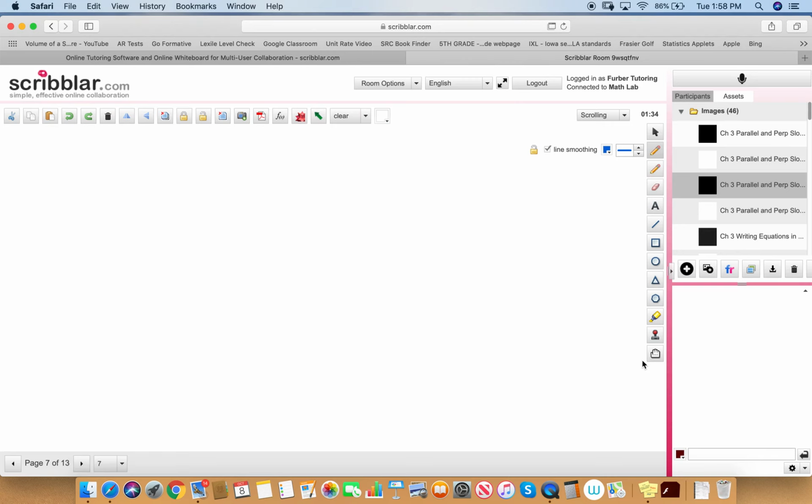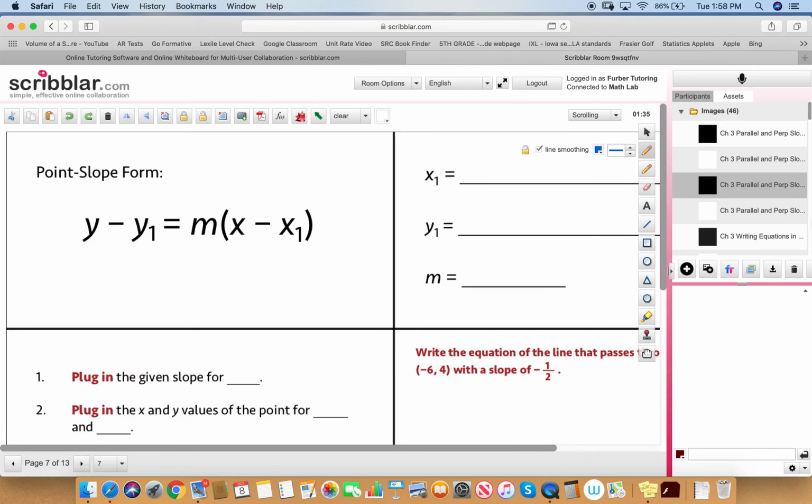So to understand point-slope form, you need to understand what exactly gets filled in when you do this equation. So we're going to do a little bit of color coding. I'm going to use pink for the y1 value. I'm going to use green for the m value. And I'll use blue for the x1 value. Okay, so these are the numbers that get filled in.